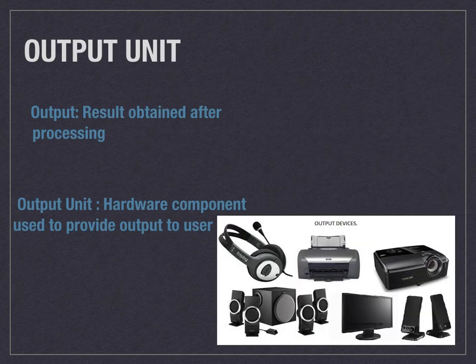Next, we'll see what an output unit is. Once you provide the information, the computer will do some processing and it will give a solution. That solution should be shown to the user. To show those solutions to the user, we go for something called the output unit. The output unit that you commonly see on a computer is the monitor. Whatever you give for processing, the output will be seen on the monitor. And there are some other output devices like printers, speakers, projectors. All these are output devices.